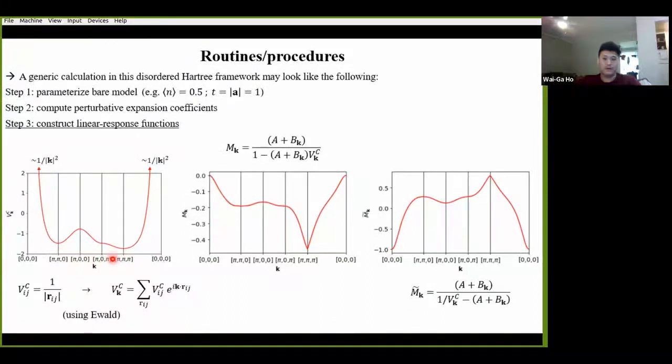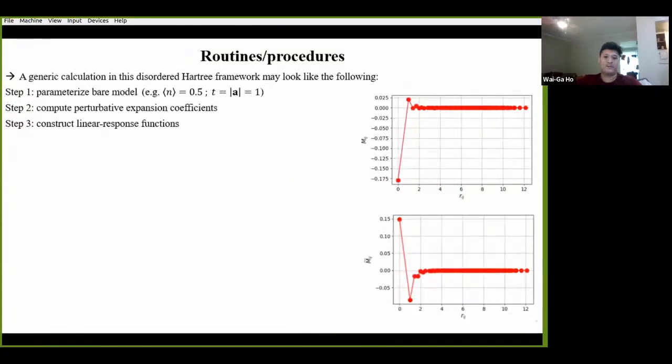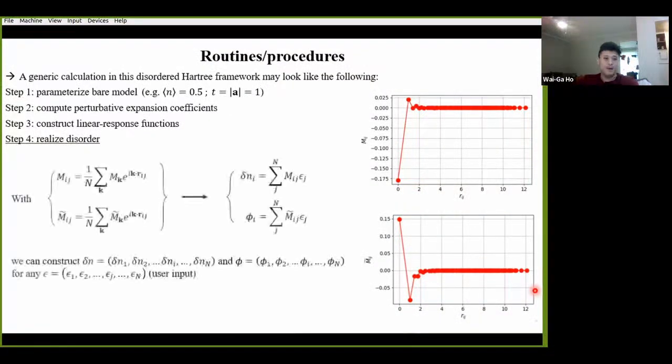But with this V Coulomb momentum profile at least, and our perturbative expansion coefficients, well, then we can construct the M_K and the M tilde K profiles like we do in these two plots. And then basically with these, we're just a Fourier transform away from our final step, which is usually to start running simulation cells for different instances of disorder. Because once we have these M and M tilde matrix elements in position space, then it's just a matter of inputting a bunch of random site energies, epsilon, and then applying our disordered Hartree equations to get the charge correction and Madelung field distributions throughout the crystal.